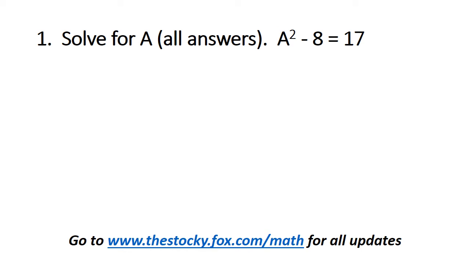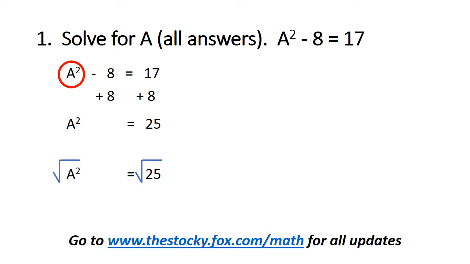Question number 1. Solve for a, all answers, where a squared minus 8 equals 17. This is an algebra question, and in most algebra questions, the goal is to get the variable a by itself. So how do we do that? Well, the first thing we can do is add 8 to both sides, and that gives us a squared equals 25. Then we can take the square root of both sides, and that gives us a equals 5.